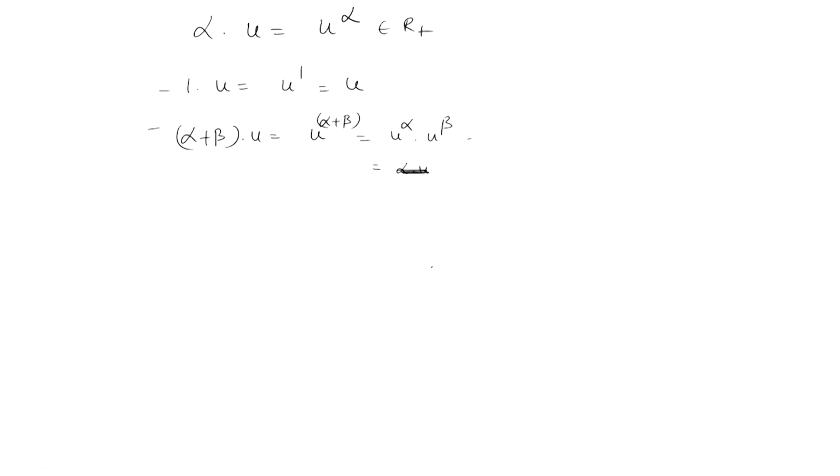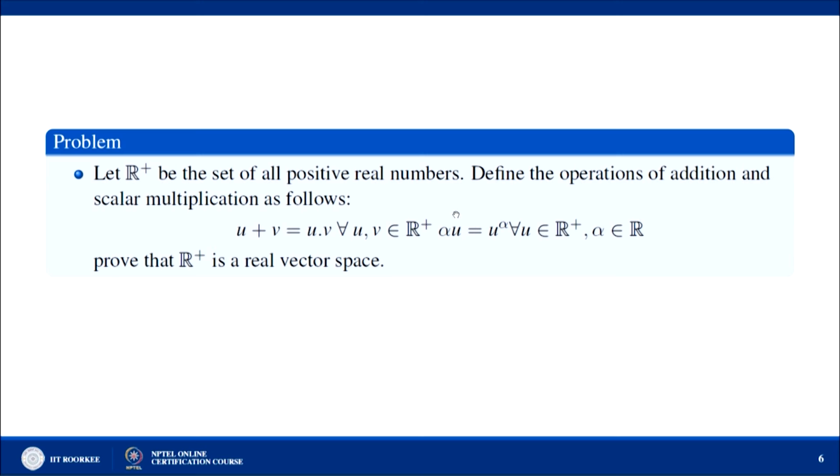Okay. So, this is equal to, you see this dot means addition, u alpha plus u beta, because u plus v is u into v by that property, and this is alpha dot u plus beta dot u, by the definition of scalar multiplication. Similarly, the next property can be shown: alpha dot (u plus v) is equal to alpha dot u plus alpha dot v. In this way we can show that it is a real vector space.